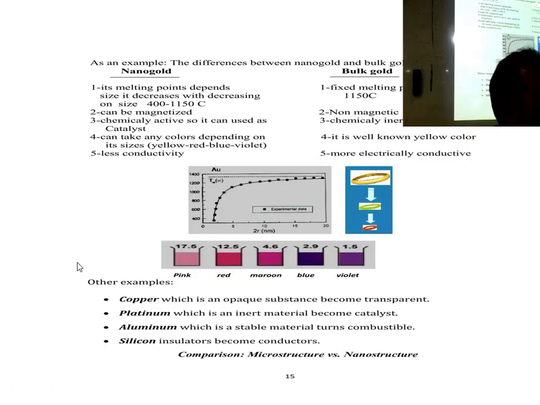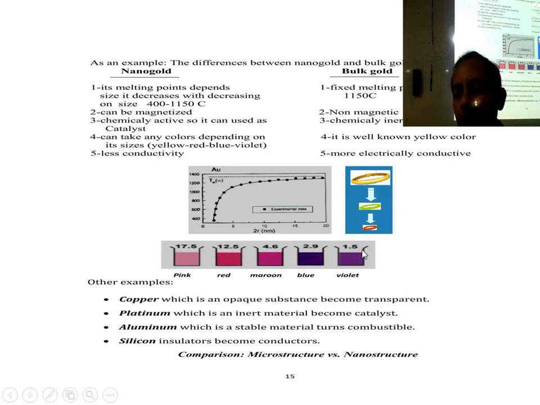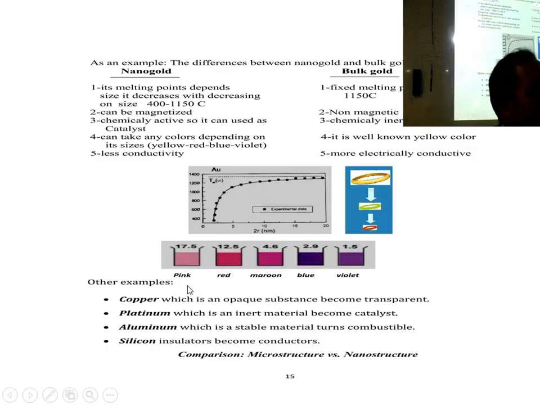Gold nanoparticles of different sizes give different colors. 1.5 nanometer gives violet color. 2.9 gives blue. 4.6 gives maroon, going towards red. And 17.5 is a much larger size, giving you pink color. So there are different colors. So how is the color changing?